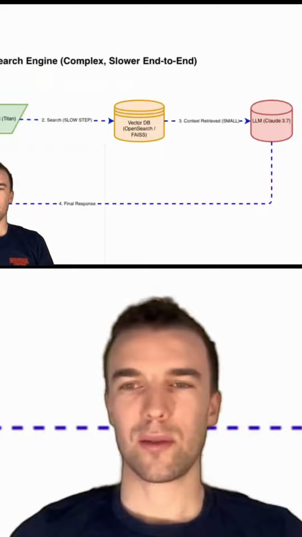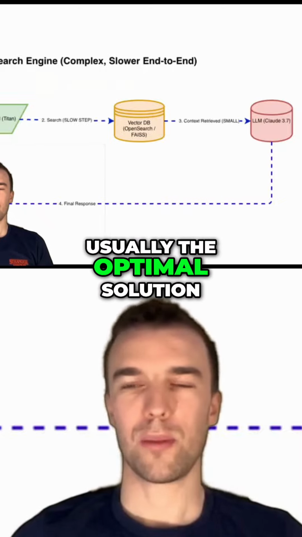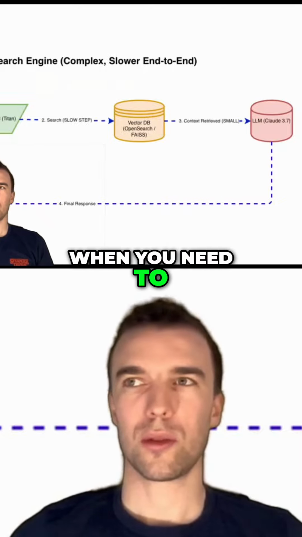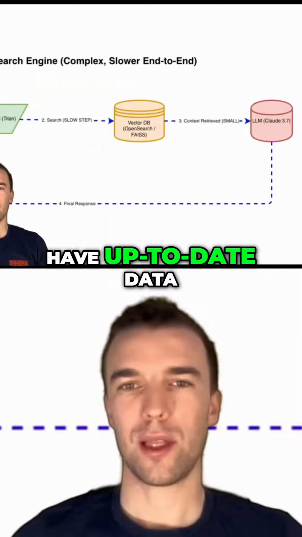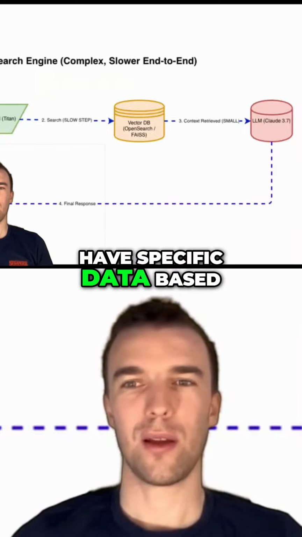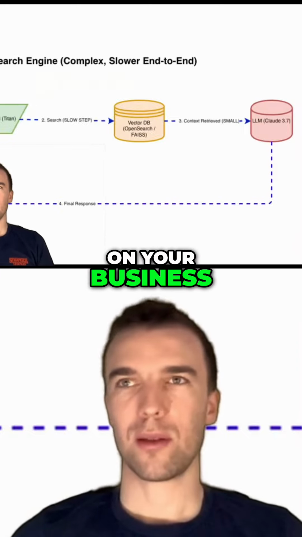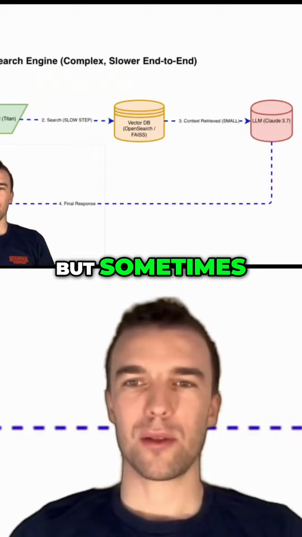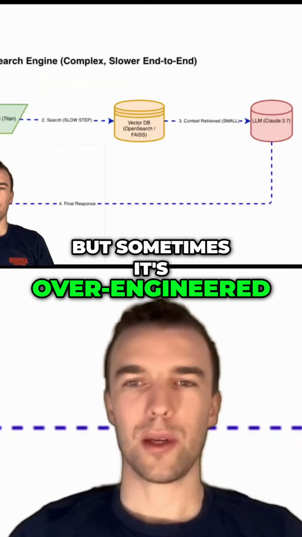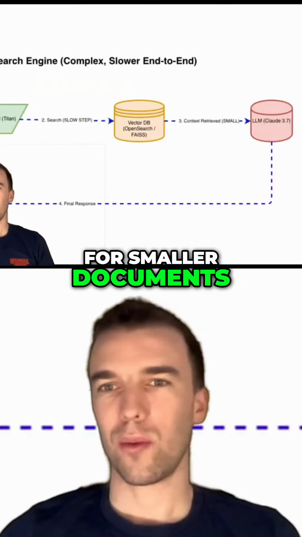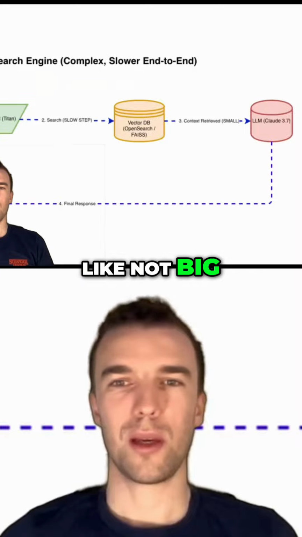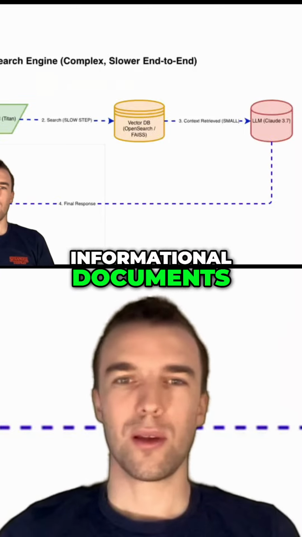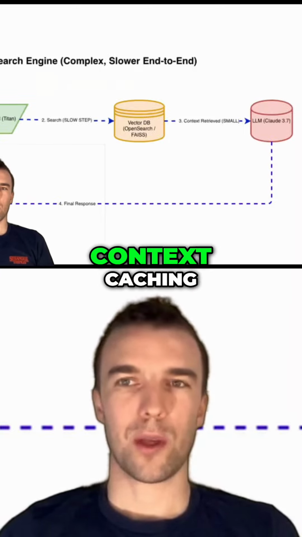This is usually the optimal solution when you need up-to-date data, when you need specific data based on your domain, on your business. But sometimes, not often, but sometimes it's over-engineered for smaller documents, for not big informational documents. I would actually use context caching.